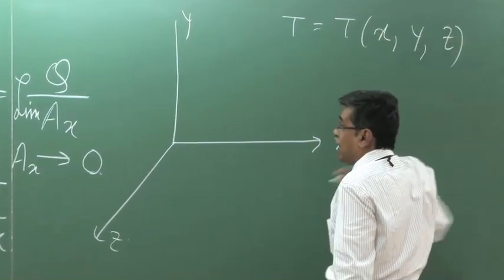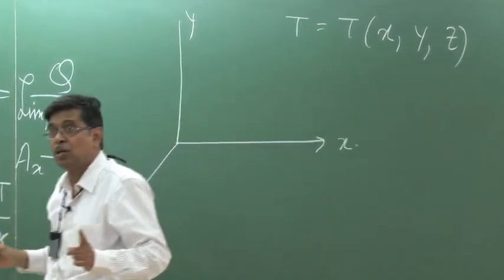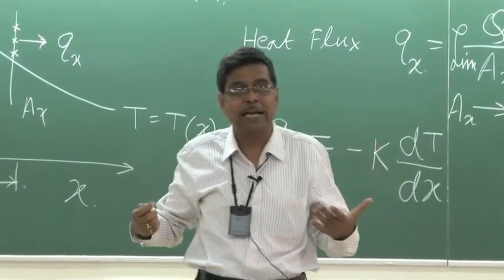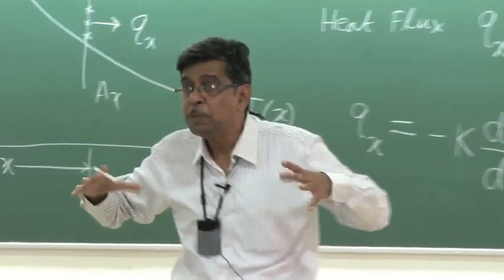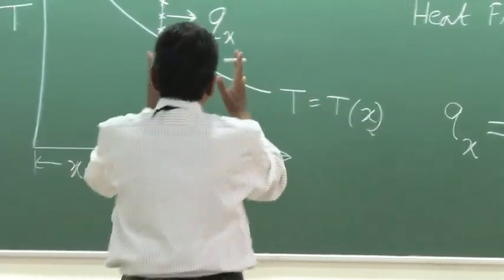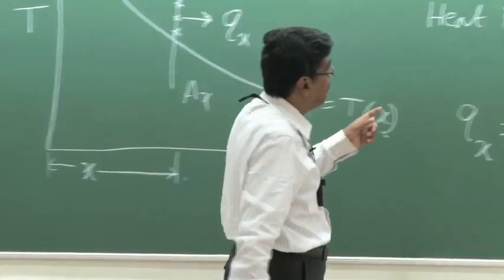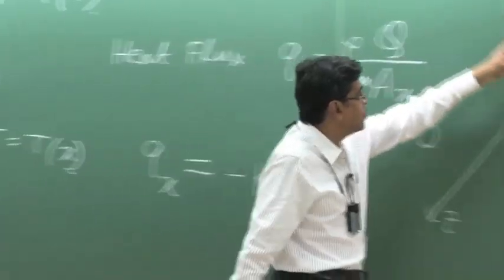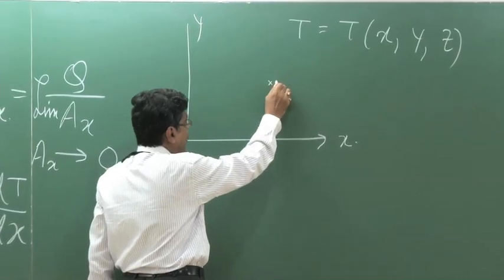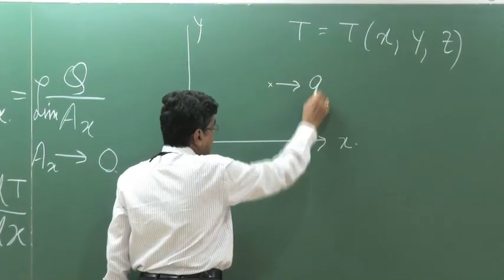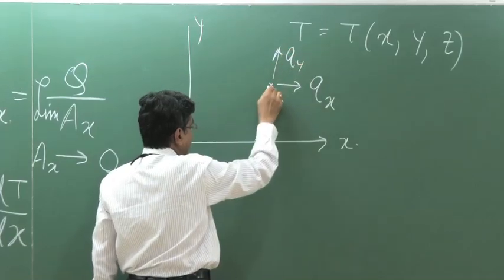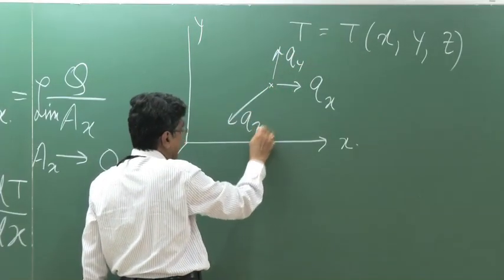all these things that I am telling today are at a particular instant. So time also will come as an independent variable, and it may change with time. Now we are thinking of spatial variation of temperature, so we concentrate at any instant. Temperature may be a function of all the three space coordinates. Then in that case, at any point there will be a heat flux in this direction, a heat flux in this direction, and a heat flux in this direction at a point.